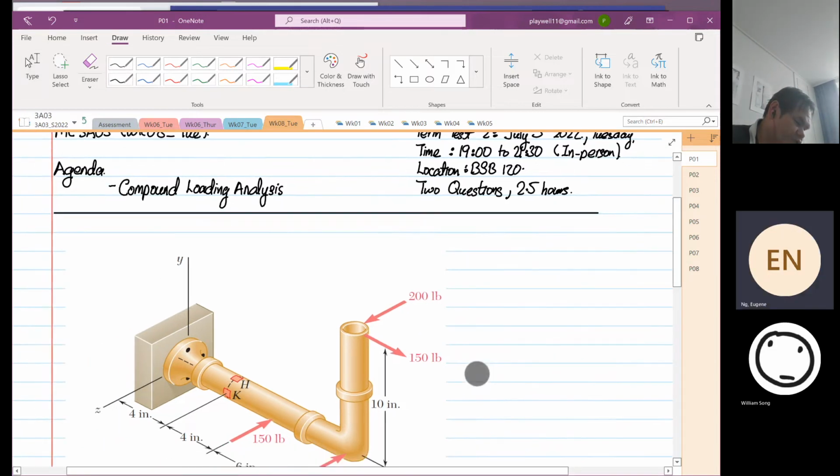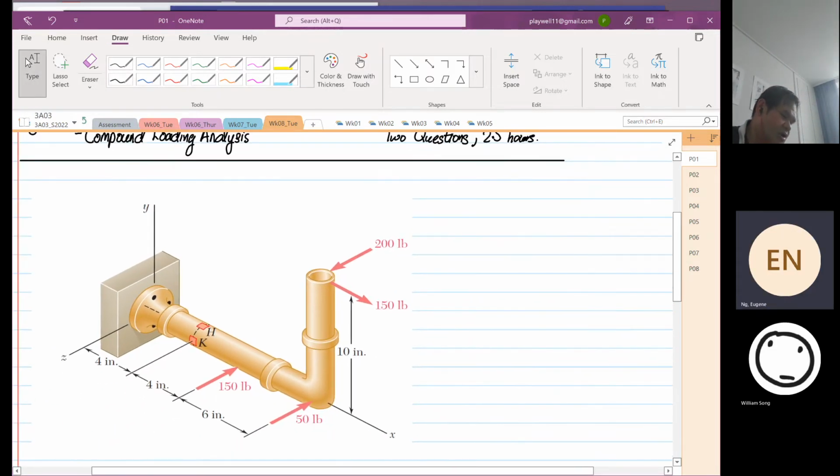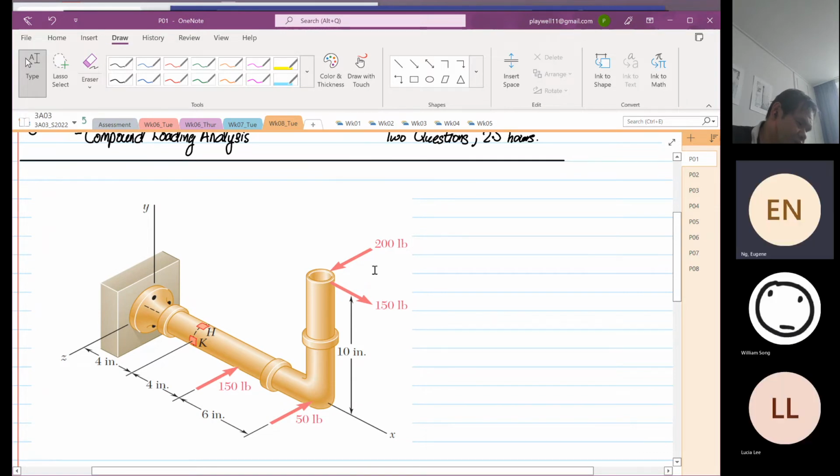Okay, so let's quickly recap. So we were solving this problem on Tuesday of last week. So just to quickly summarize what we have done, I'm going to write a quick summary. Okay, so a summary of how to analyze compound loading, just to help you to recap.